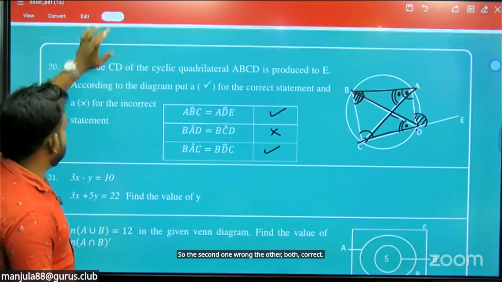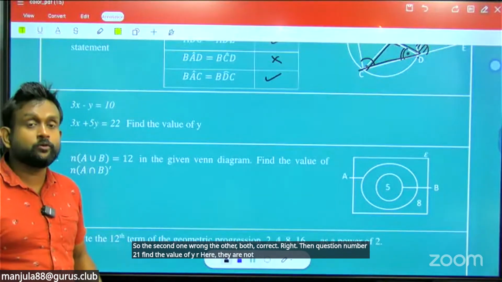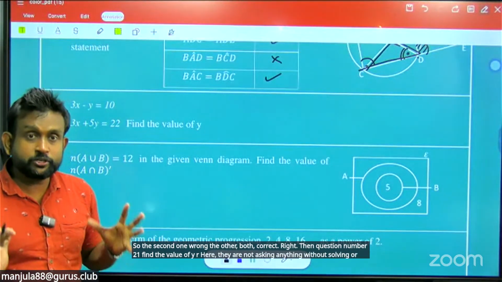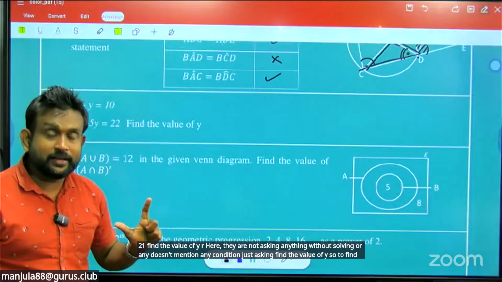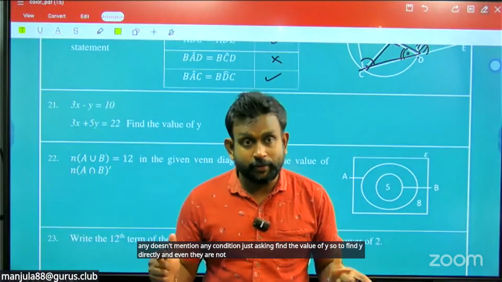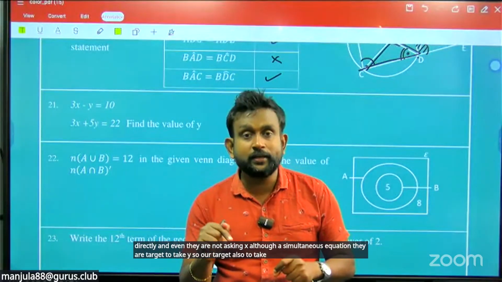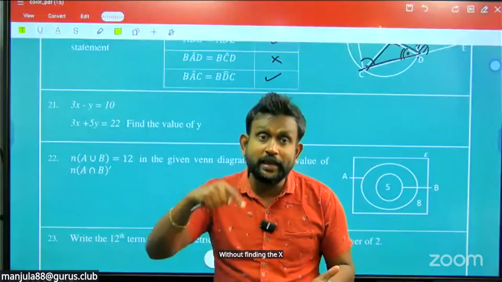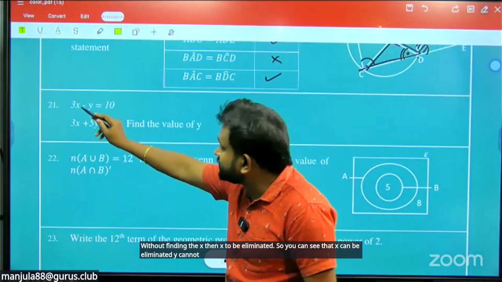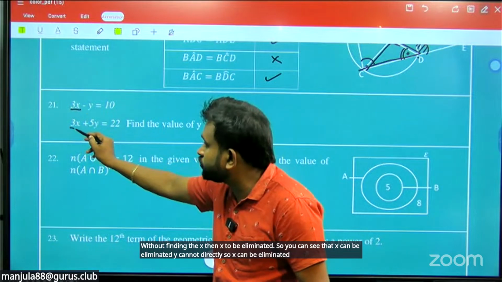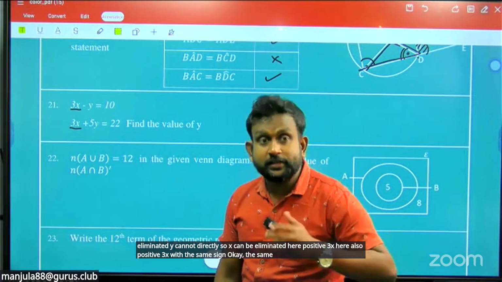Right. Then question number 21, find the value of y. They don't mention any condition, just asking to find the value of y. Even though it is a simultaneous equation, our target is y directly, without finding x. So x has to be eliminated. Here, positive 3x and positive 3x have the same sign, and same-sign terms can be cancelled out with subtraction.